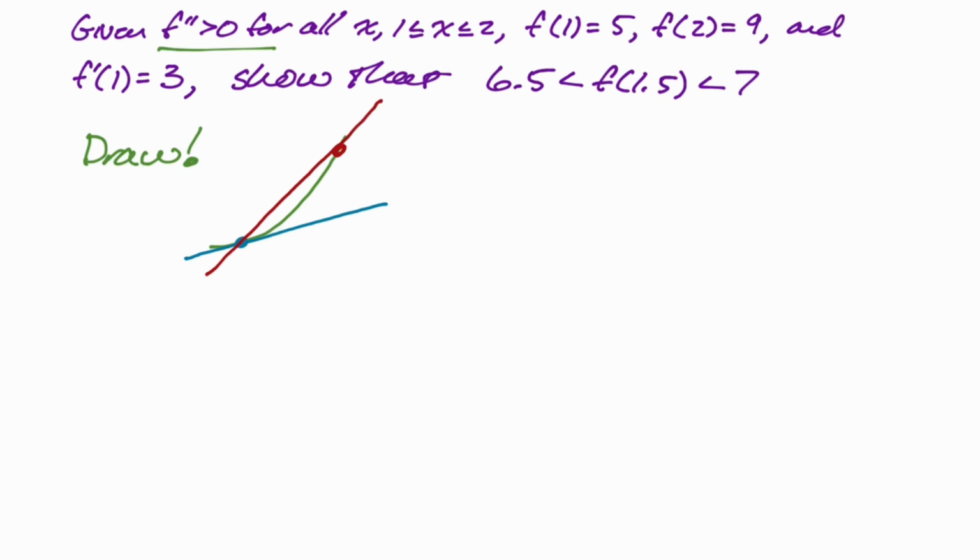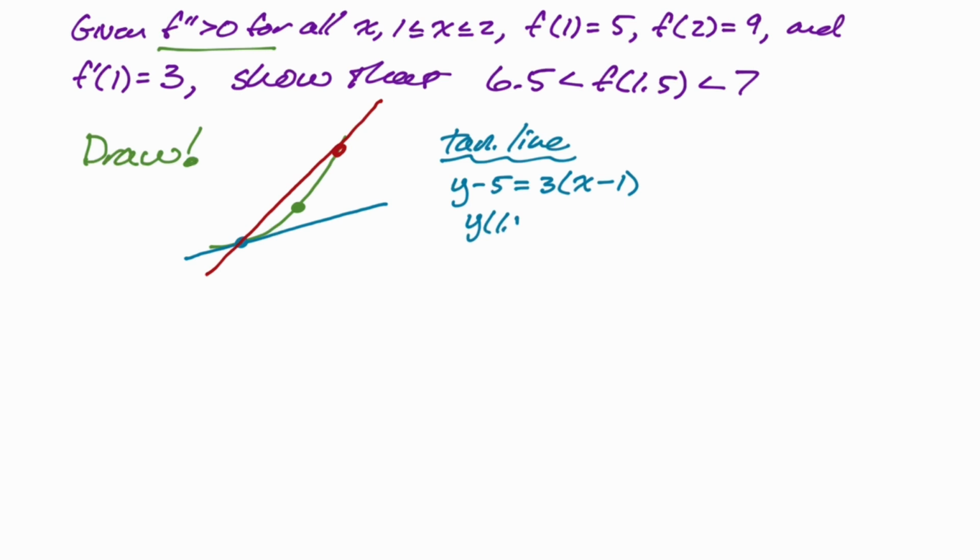What I'm going to do is show that the true value is trapped in between the approximation from the tangent line and the approximation from the secant line. That's all we're going to do. So we're going to write the equation of the tangent line. We know that f of 1 is 5 and f prime is 3, so we'll use point slope form. y minus 5 is 3 times x minus 1. And then we'll approximate the value of f of 1.5 using this tangent line.